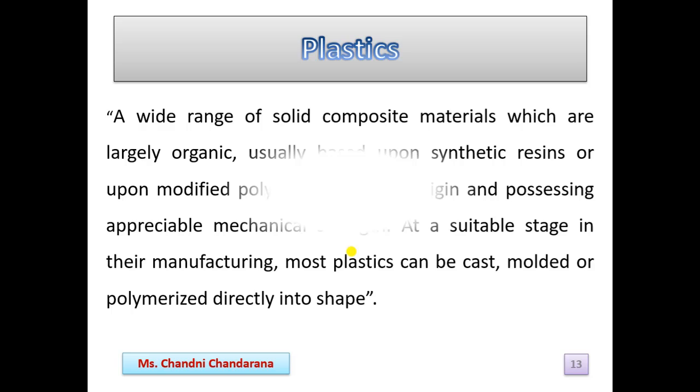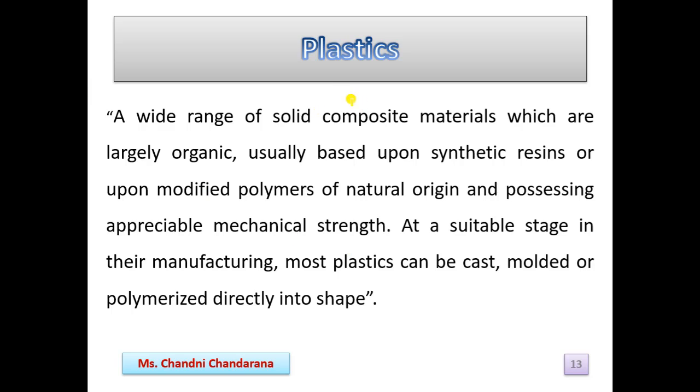The plastic material for packaging. So what is plastic? It is a wide range of solid composite material which are largely organic, usually based upon the synthetic resins, or upon modified polymers of natural origin, possessing appreciable mechanical strength. At a suitable stage in their manufacturing, most plastic can be cast, molded or polymerized directly into the shape. Now we will see the plastic containers in detail.